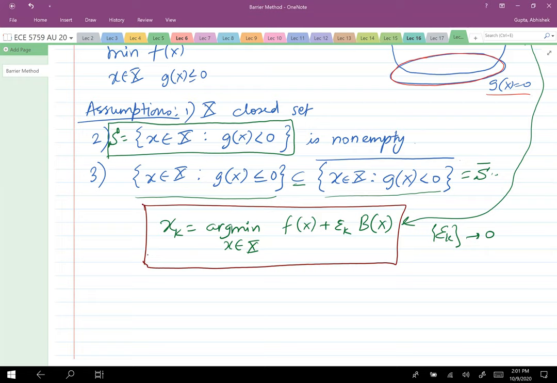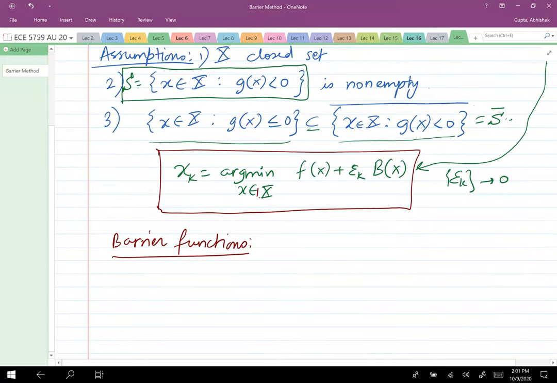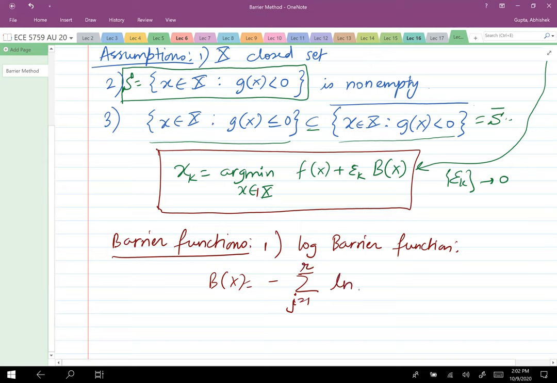Okay. Now, what kind of barrier functions are typical in the literature? Two functions that are very famous. The log barrier function: B(x) equals minus summation j equals 1 to r of natural log of minus g_j(x).